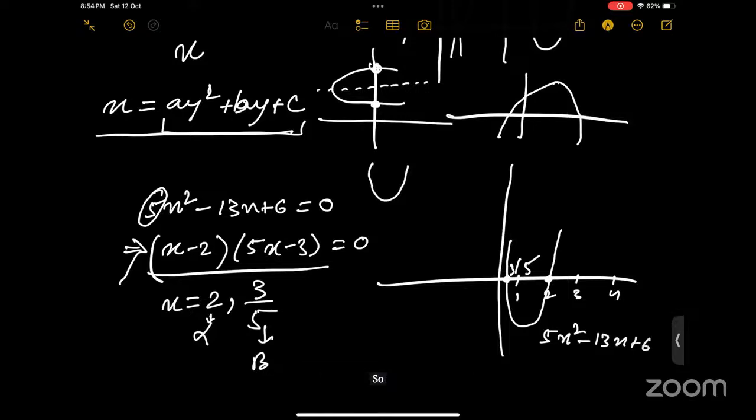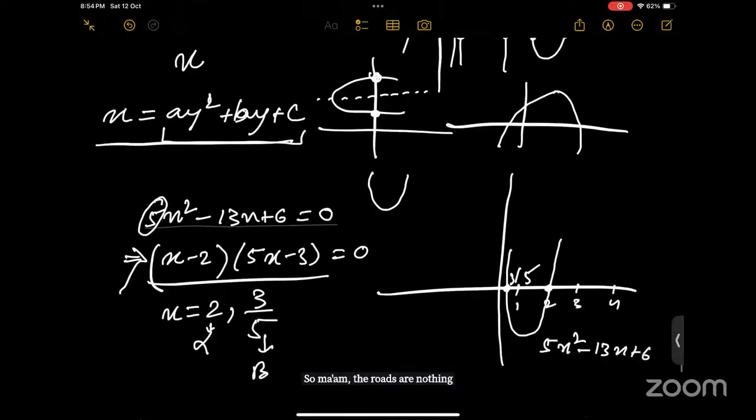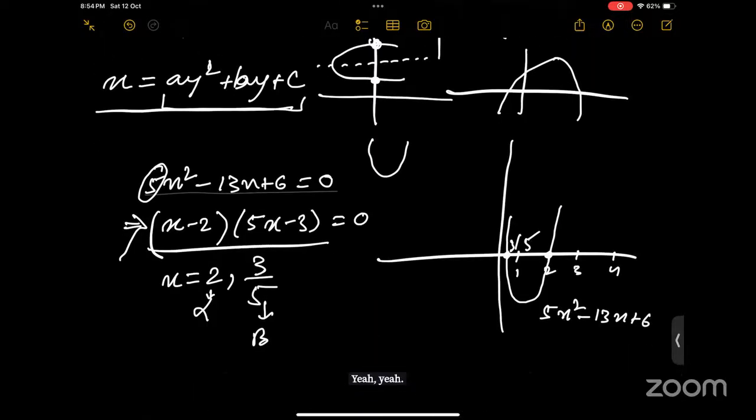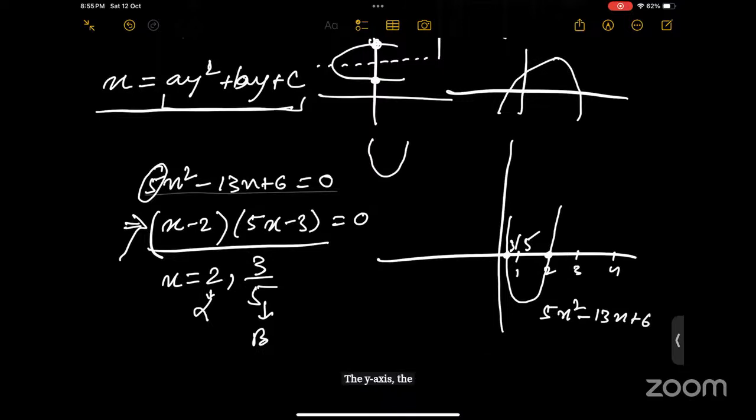So is it clear to all of you? Ma'am, the roots are nothing but the x-intercepts, right? Yes, roots are nothing but x-intercepts. When we are calculating the root, we are just equating the function y of x to 0. That means y equals 0, and y will be 0 only on the x-axis, right? So while calculating the roots, we are just calculating the x-intercepts.